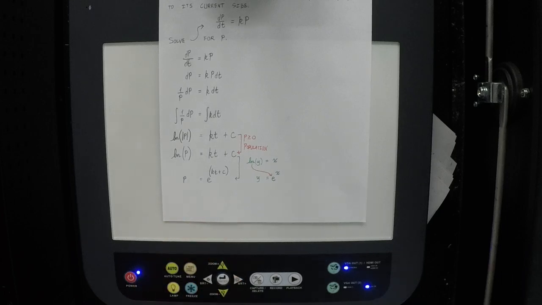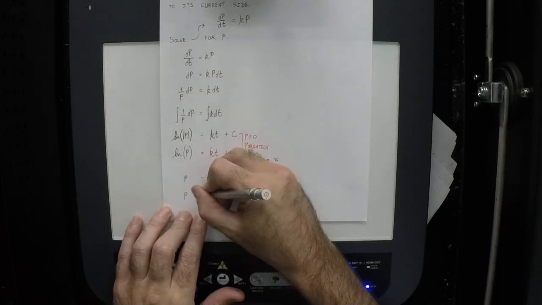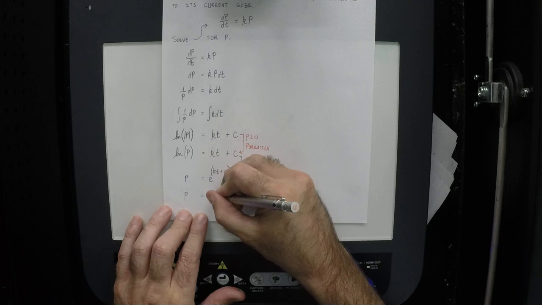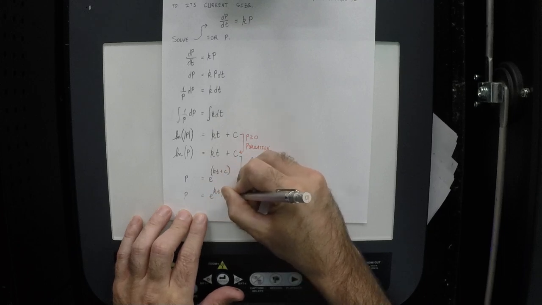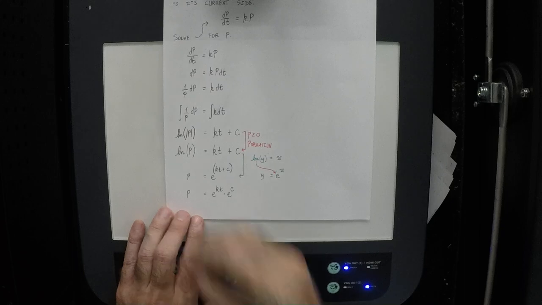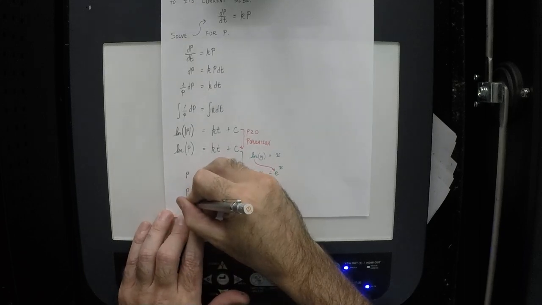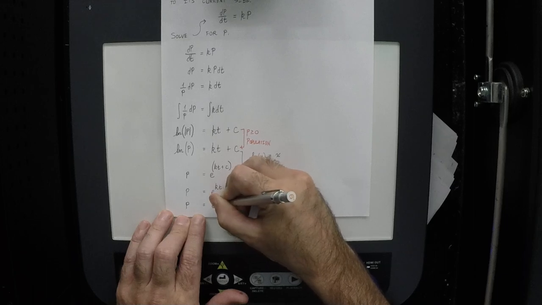Okay, then I'll use the rules of exponents to say that this is exponential of kt multiplied by the exponential of c. That's how exponents work. And then I'll commute that e to the c to the front.